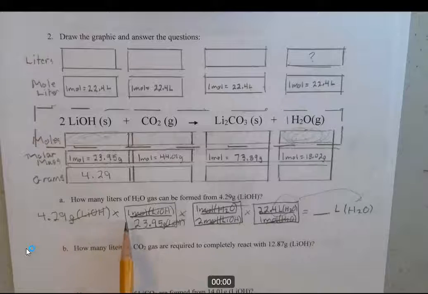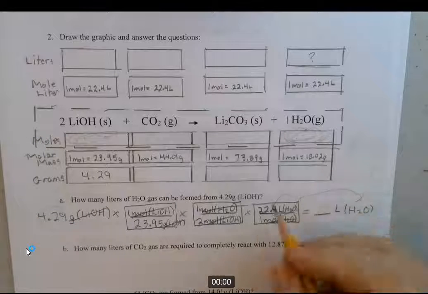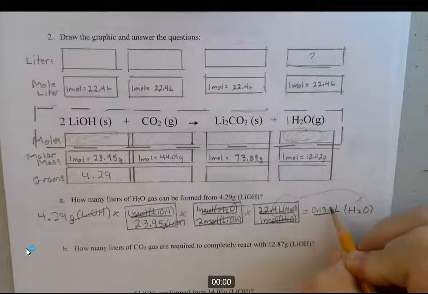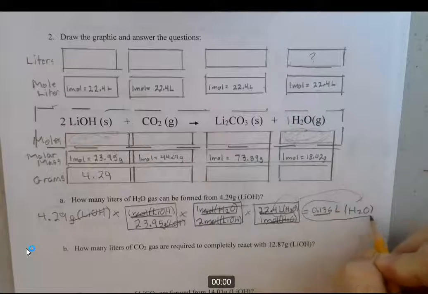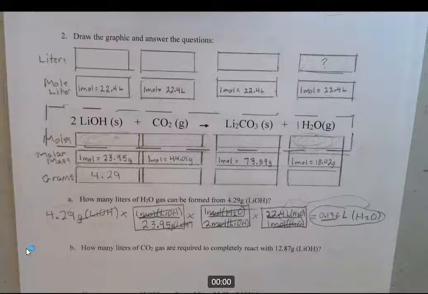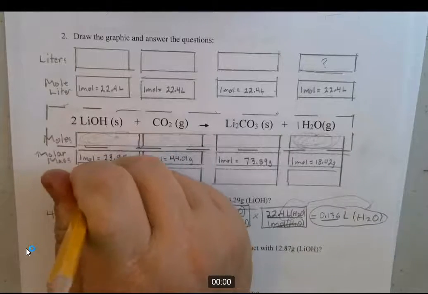So 4.29 times 1 times 1 times 22.4 divided by 23.95 divided by 2. And that gives me 0.136, 3 significant figures, so I'm going to leave it at that. And there's your answer. That many liters of H2O. Okay. Let's keep going. Let's go ahead and just clean up our organizer here.